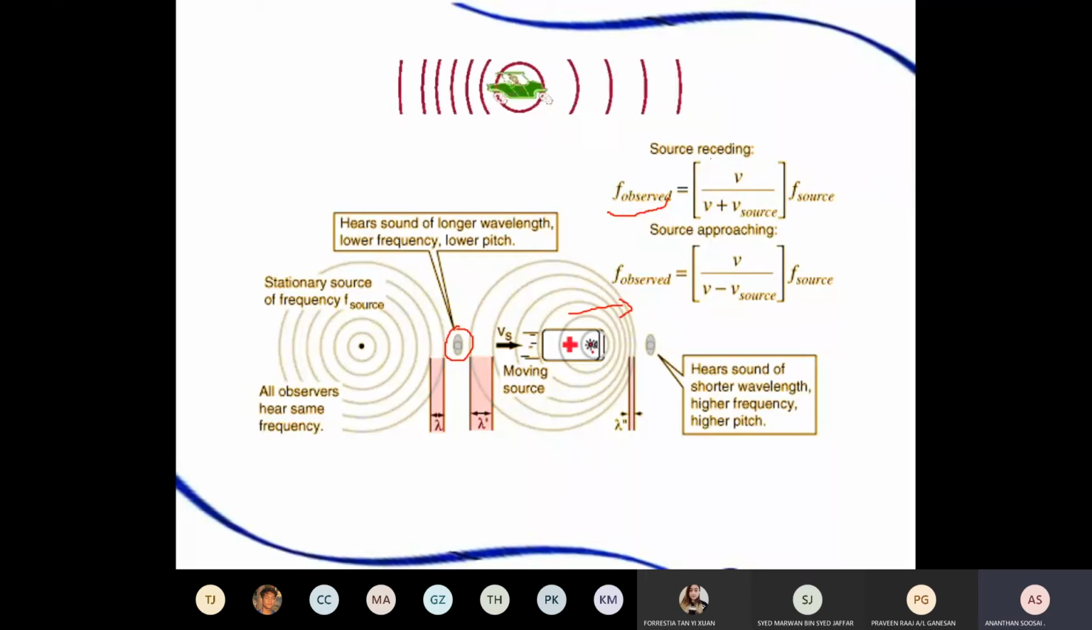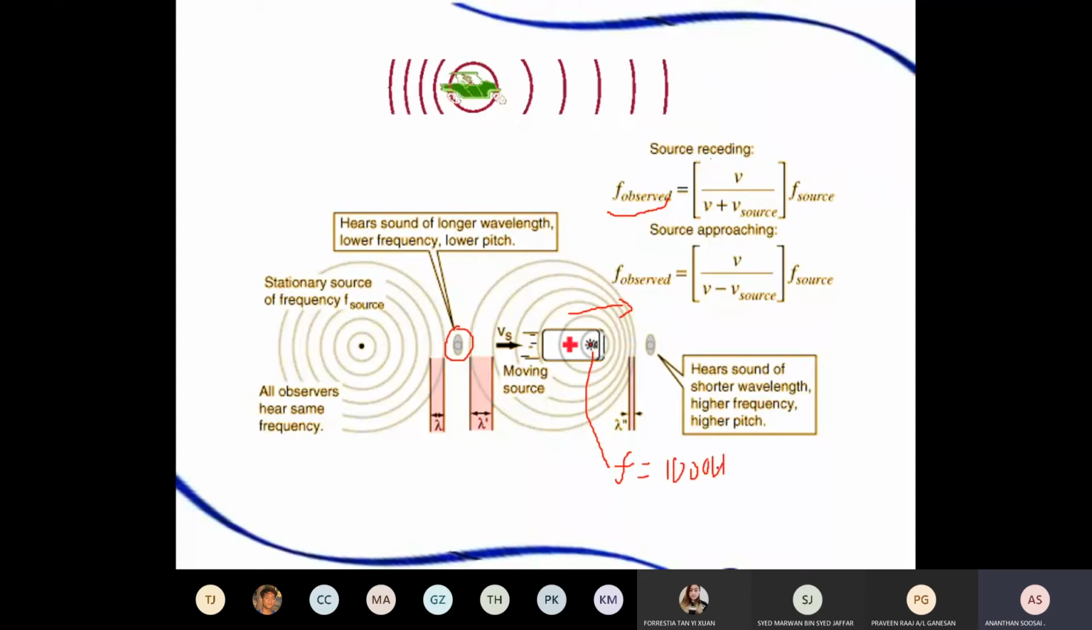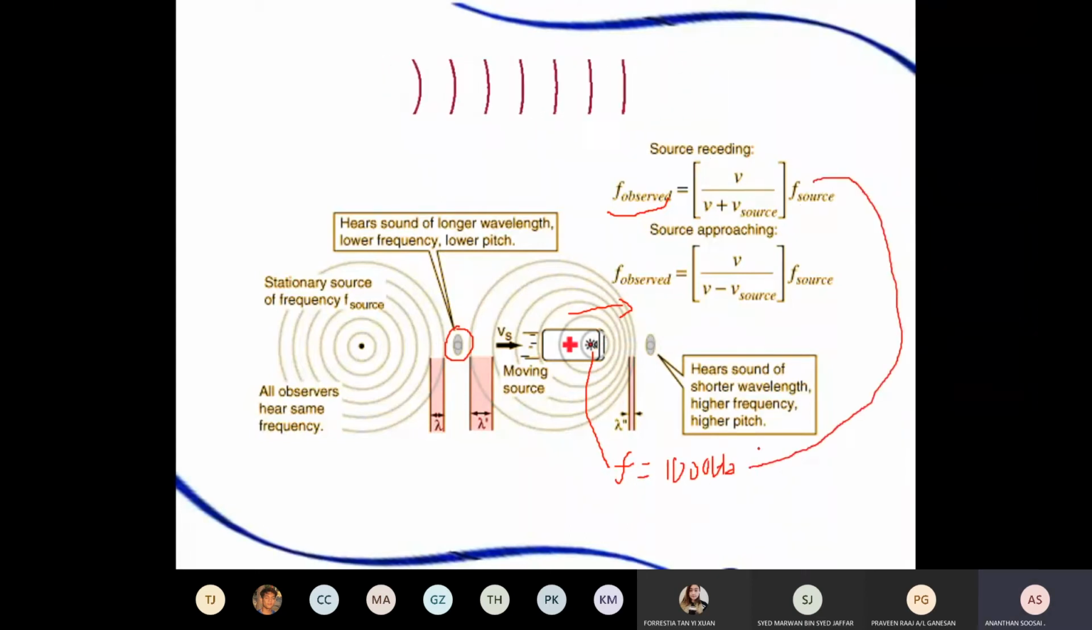Let's say the original frequency of the sound produced by the ambulance is 1000 hertz. Then that's going to be your frequency of the source.